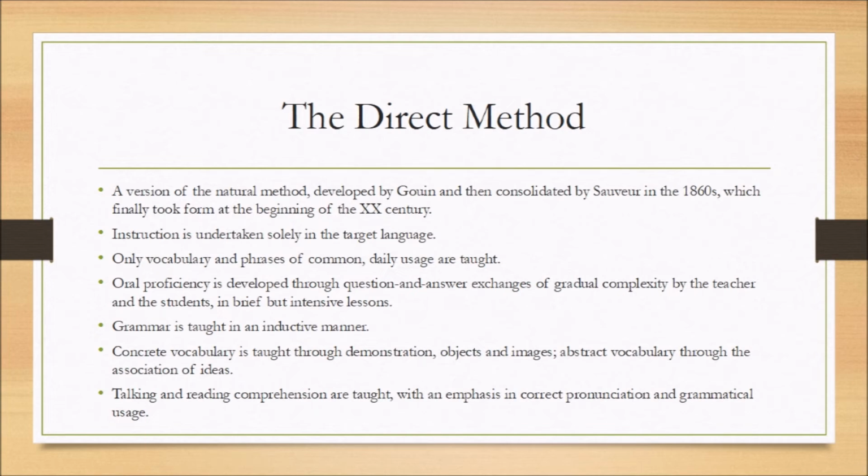Oral proficiency is developed through question and answer exchanges of gradual complexity by the teacher and the students, in brief but intensive lessons. Grammar is taught in an inductive manner. Concrete vocabulary is taught through demonstration, objects, and images, whereas abstract vocabulary through the association of ideas. Talking and reading comprehension are taught, with an emphasis in correct pronunciation and grammatical usage.